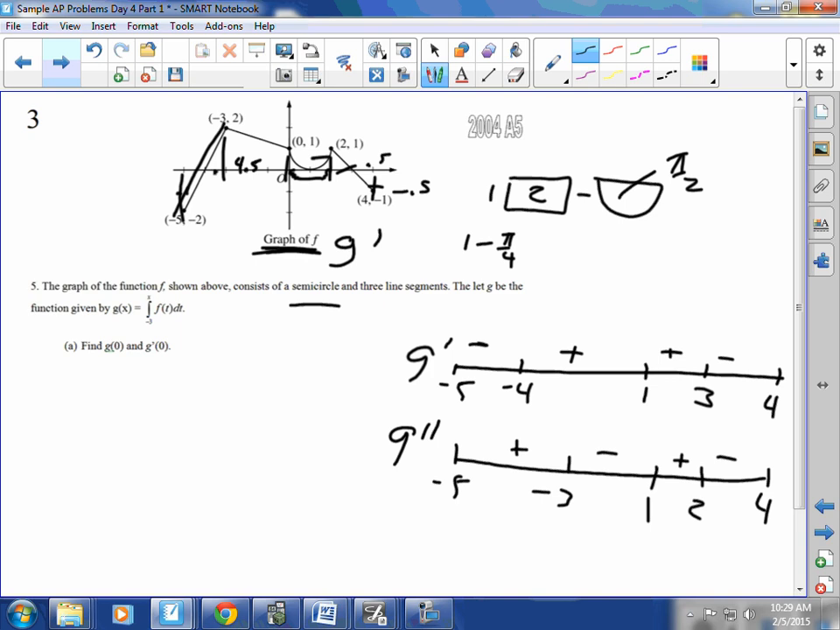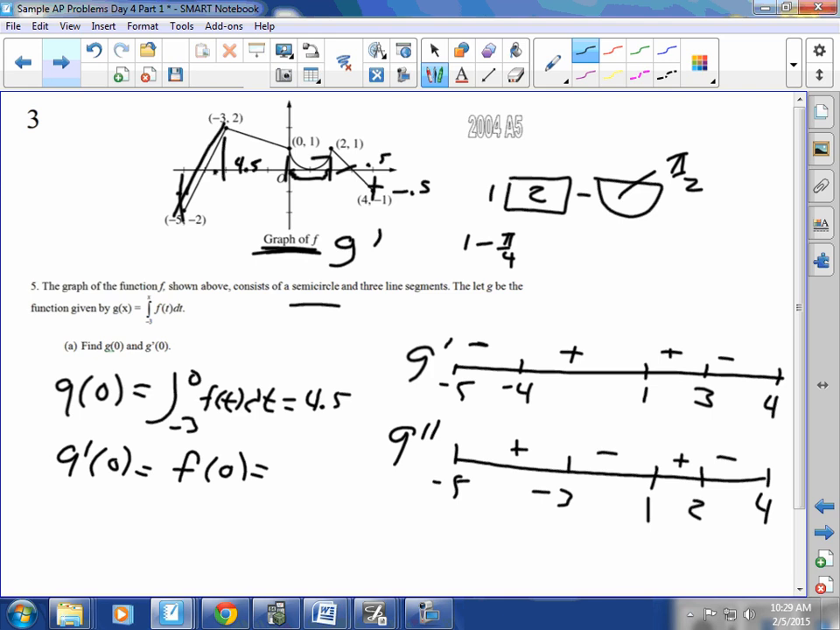And now it asks questions that we can answer. Find G of 0. G of 0 is the integral from -3 to 0 of function f of t dt. That turns out to be 4.5. Next it asks for G prime of 0, which is really just f of 0, and that value is 1. Again, I didn't copy all the pieces in, but I'm going to predict this one asks about either extremes or inflection points or both.